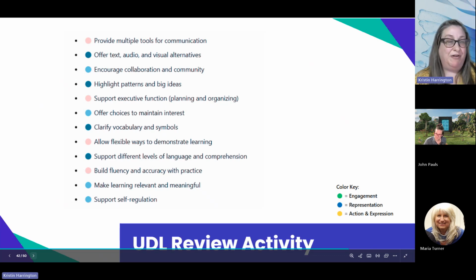All right, and we're going to dig in more to this color key. So if you said engagement, then in this list of principles, or considerations, you're going to look for green, the green color. If you said representation, you're going to look for the blue. And if you said action and expression, you're going to look for the yellow. And I already see some confused faces looking at me.